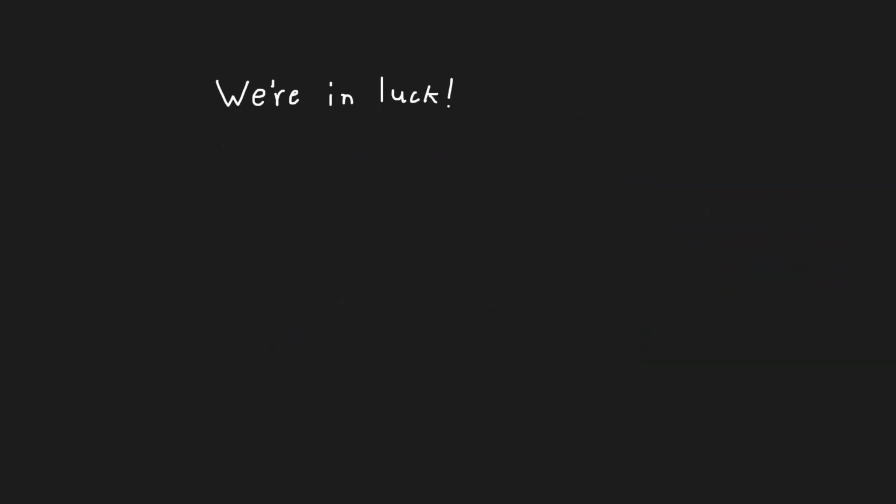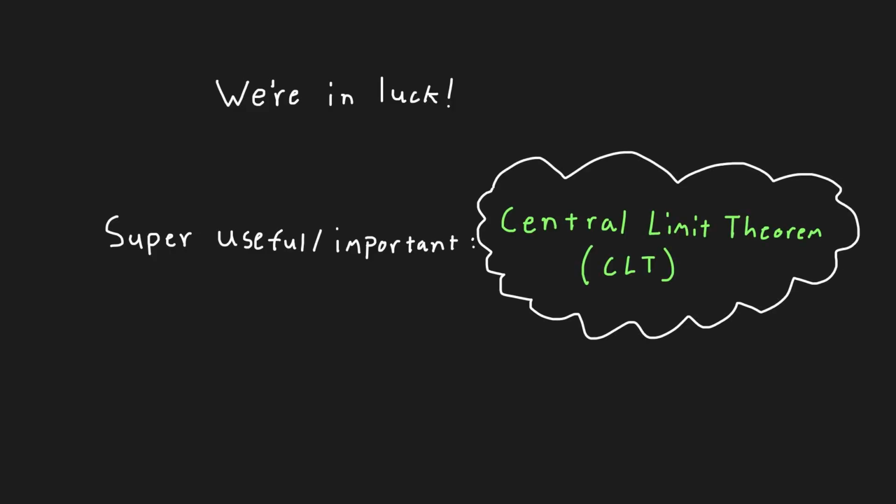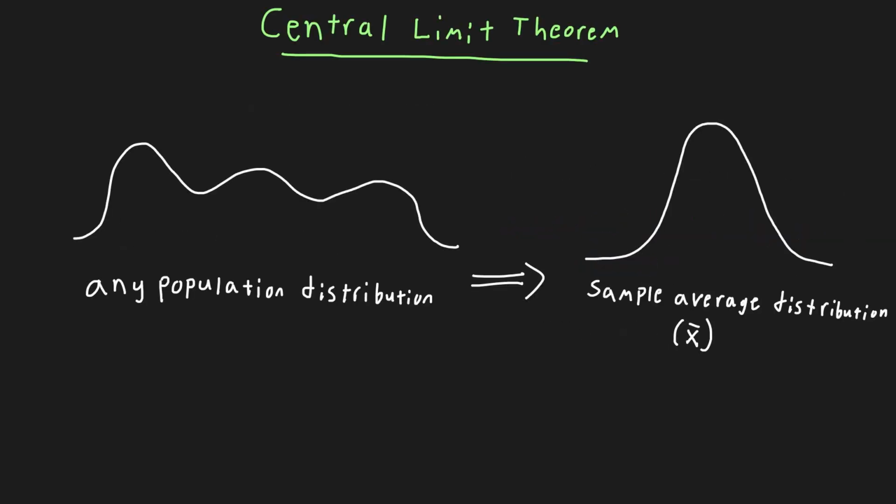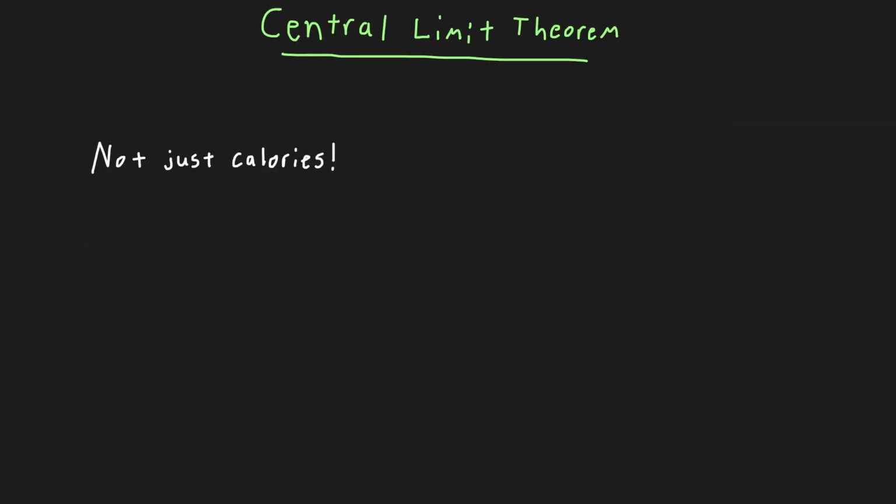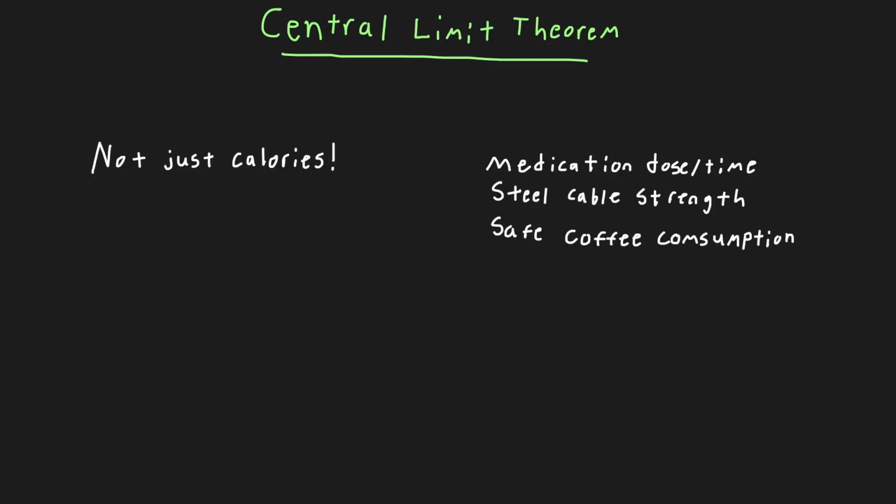Well, luckily, there's an extremely useful theorem and arguably one of the most important and useful ideas in all of statistics. It is called the Central Limit Theorem, and it says that for any population distribution, the distribution of its sample averages is approximately normal. And this isn't just about calories either. It's how we know the average time a medication takes to work, the average strength of the steel cable holding up your elevator, or the average amount of coffee that is safe to drink.